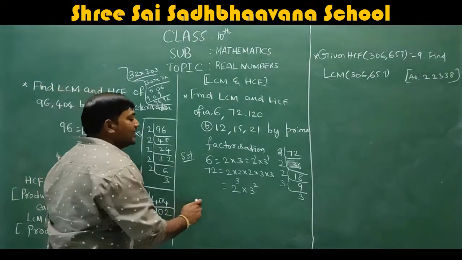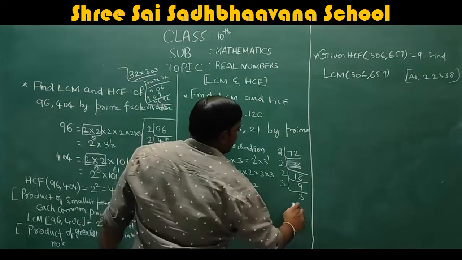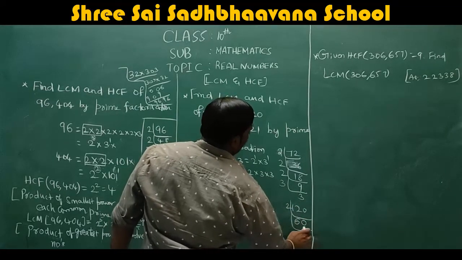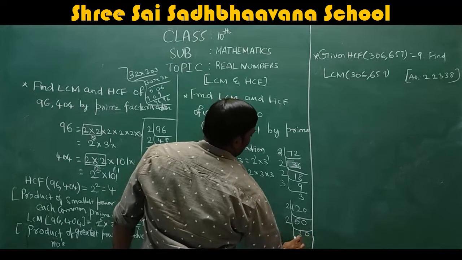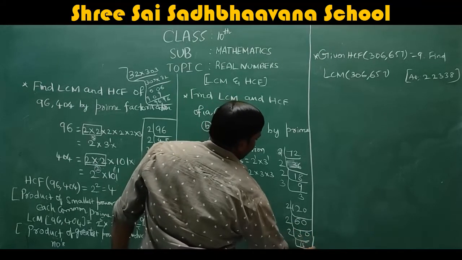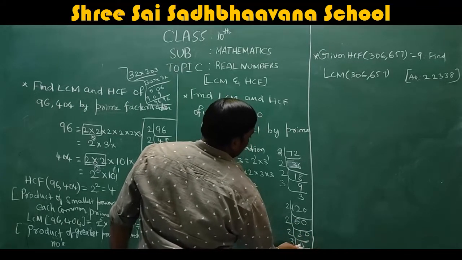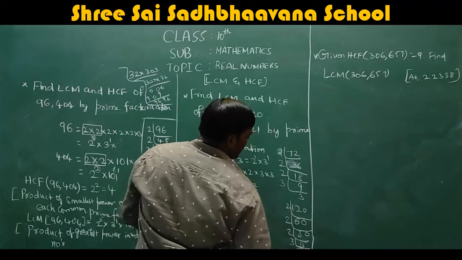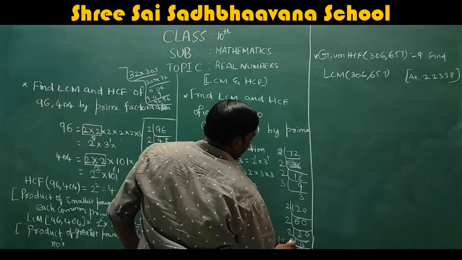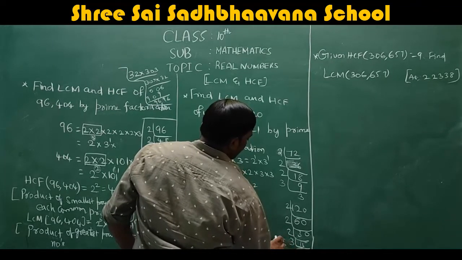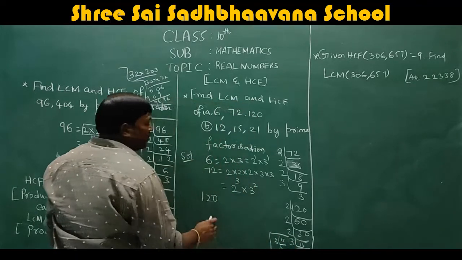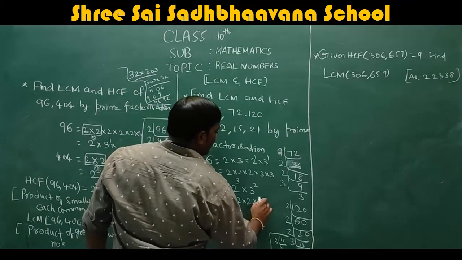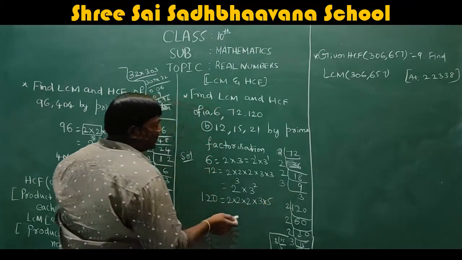Okay. Similarly, 120. How do you write 120? Just divide by 2. 2 6s are 12, 0. Next, 2 3s are 6, 0. 2 15s are 30, correct. Again, 3 5s are 15, which leaves 5. So 120 can be written as 2 into 2 into 2 into 3 into 5. Correct.